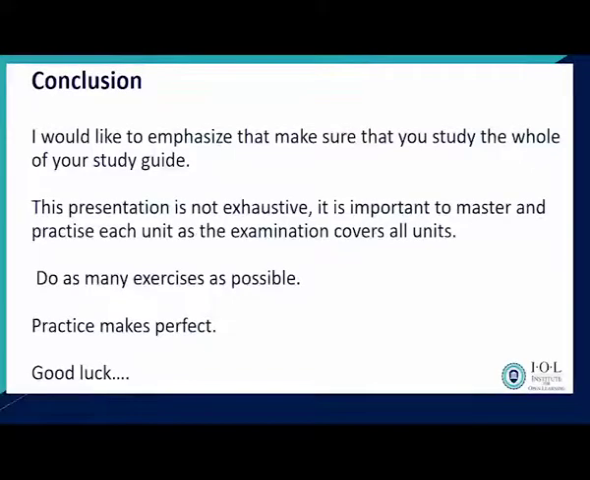Take time. If you start early, you'll be able to finish. Do as many exercises as possible. Practice makes perfect. The more you practice, the more you will know, and the better your marks will be.